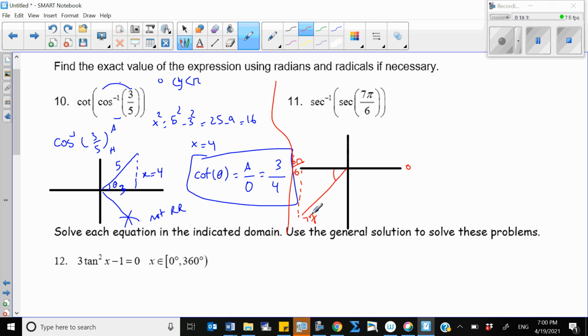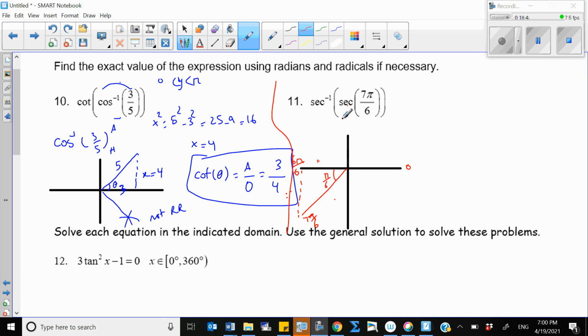This is 7 pi over 6. So the reference angle is pi over 6, and you find the ratio of the sides. I'm going to leave that for you. Once you find the ratio of the sides, then you can find secant, which is hypotenuse over adjacent, because secant is the reciprocal of cosine.